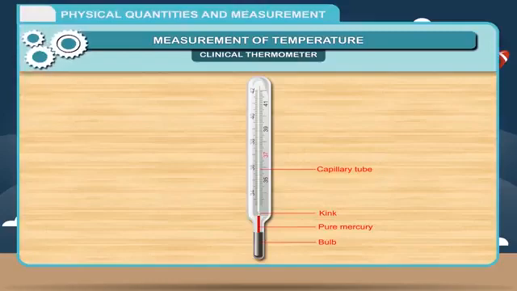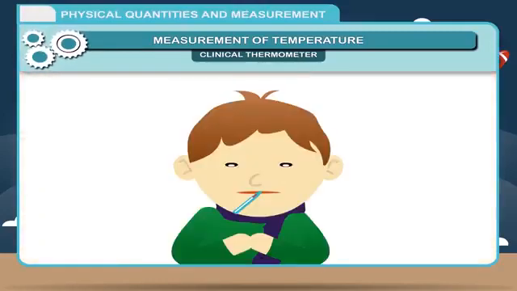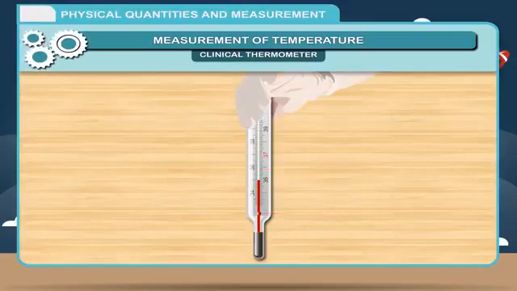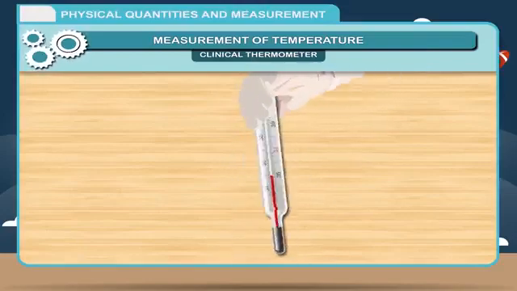When the thermometer is placed in the patient's mouth below the tongue or under the armpit, the mercury expands. It pushes through the kink into the capillary tube. The kink ensures that the mercury does not move back into the bulb when the thermometer is taken out of the patient's mouth. This gives us time to take the reading after removing the thermometer from the patient's mouth. After taking the reading, mercury can be made to return to the bulb by giving jerks to the thermometer again and again.